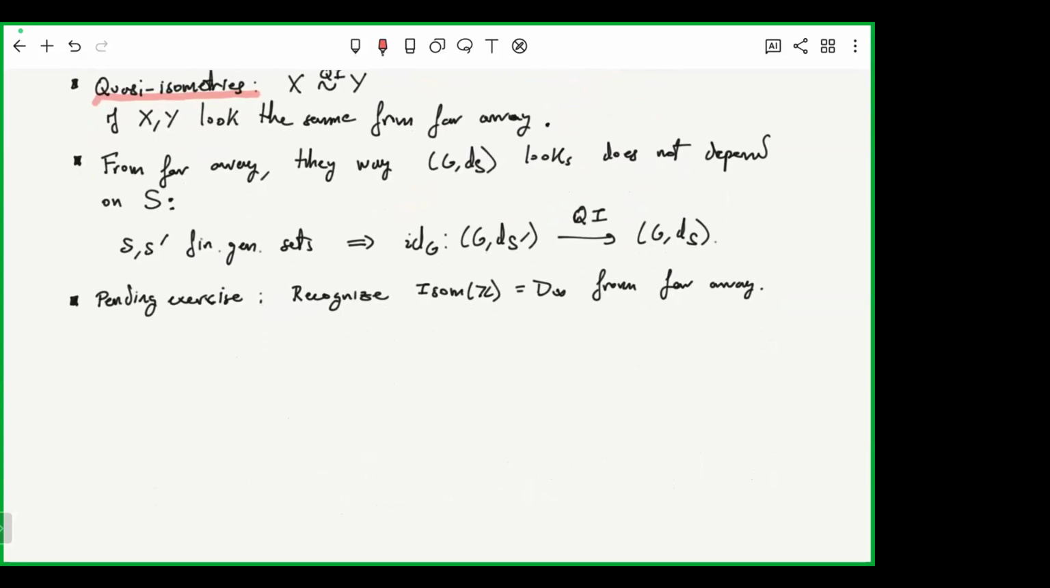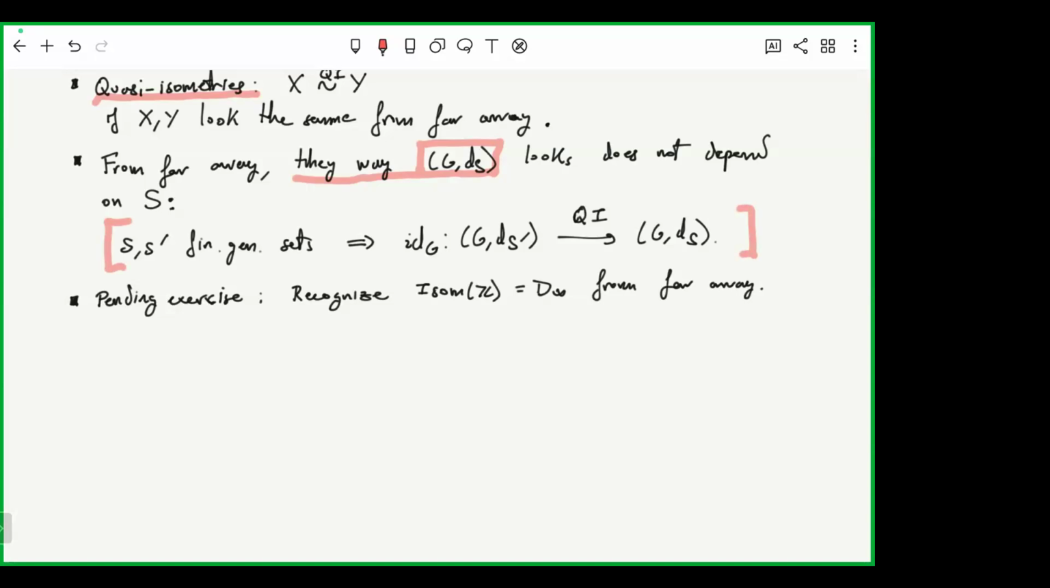Also, we saw that if we only want to do geometry at infinity, the choice of the generating set is not important. We proved the following lemma: if I change the generating set, then the identity between these two metric spaces is a quasi-isometry. So any geometric property that I talk about is going to be independent from the choice of the generating set.